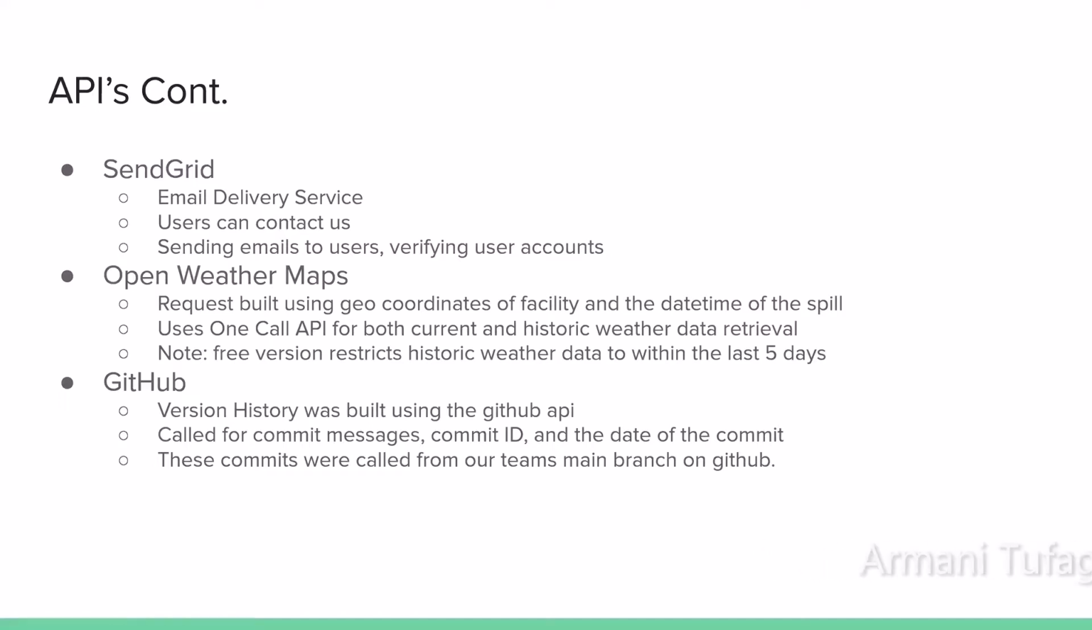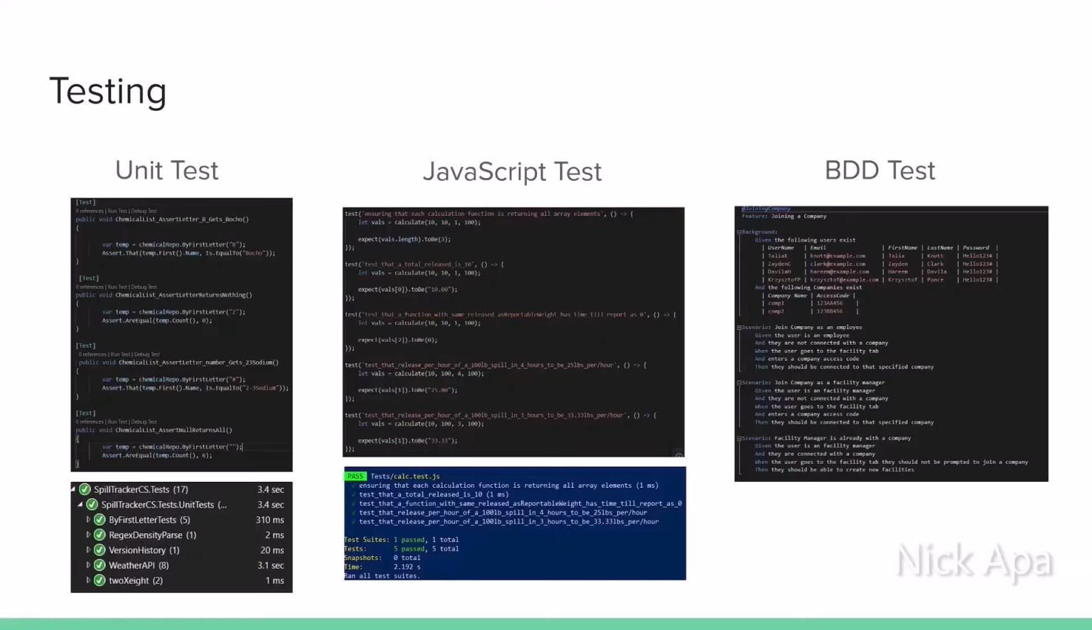For the version history feature of our site, I was able to use the GitHub API to show our users the most recent adjustments to our site. By calling the GitHub API, I was able to retrieve the commit IDs, messages, and dates from our team's main branch on GitHub. And now to testing.